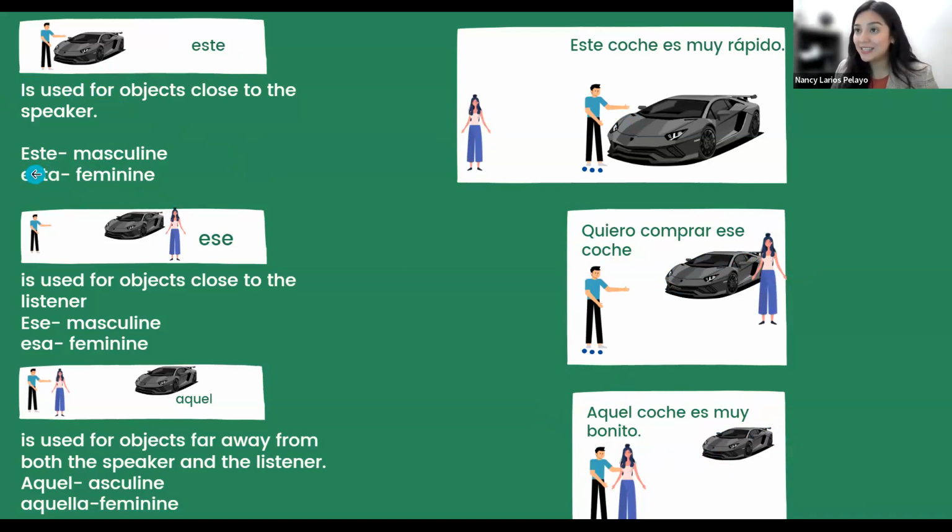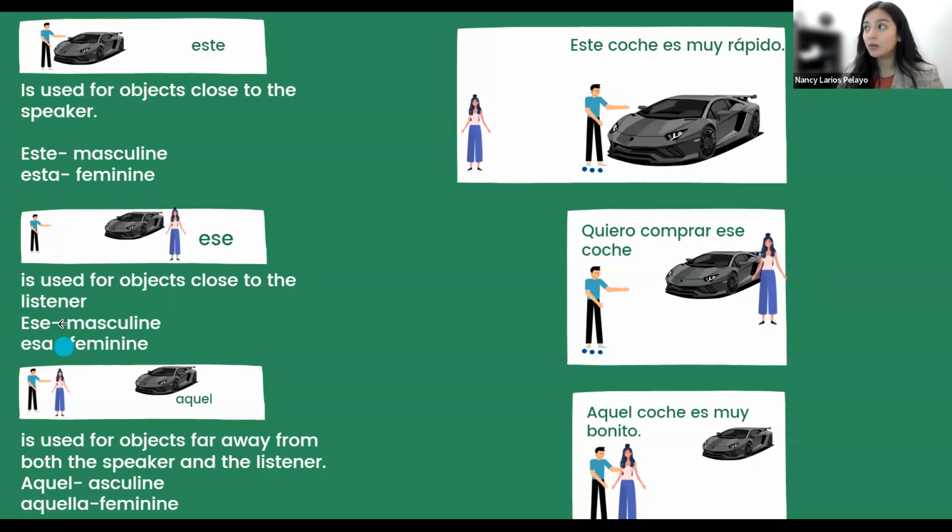Again, the accent, in the verb estar and the verb to be, we have the accent mark on that A. Okay, in this esta and this, we do not add an accent mark. Okay, nothing. Ese is used for objects close to the listener. Ese meaning masculine, ese carro or ese coche, y esa feminine, right?